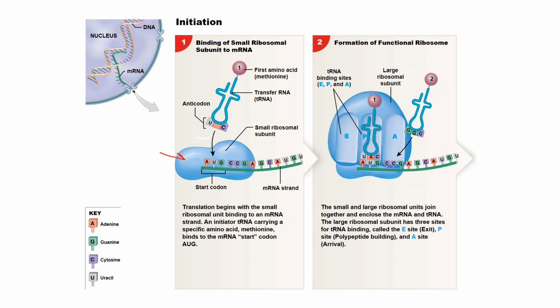This part here is the smaller piece of the ribosome. And the one with the letters here, this long part, is the mRNA. Each 3-base sequence on mRNA is called a codon. So here AUG is a codon. Then CCG right next to it is another codon.